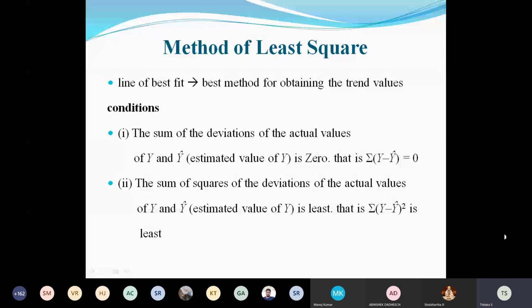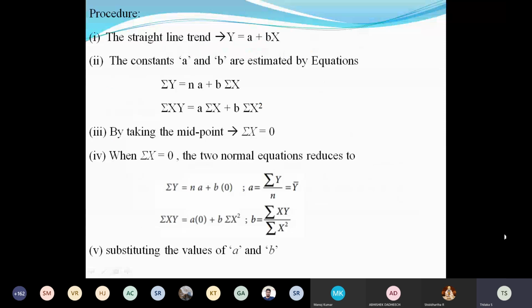So the condition is sigma y minus y bar is equal to 0, and sigma y minus y bar the whole square is the minimum value, the least value. If it is so, then we continue with the other process. If these conditions are not satisfied, then that variable is not applicable for this method of least squares. So these are the conditions to be followed. Sigma y minus y bar is equal to 0, and sigma y minus y bar whole square is the least. If these conditions are satisfied, then we go for the next procedure.